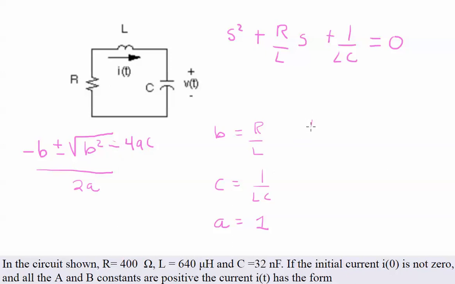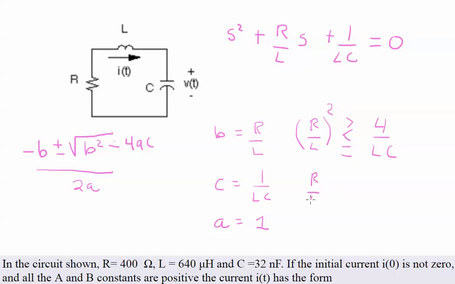And for that, we really just need to compare R over L squared. Is that greater than, less than, or equal to 4 over LC? And if it's greater than, we get 2 real roots and we get overdamped. If it's equal to, we get 2 repeated roots that are completely real, and that's critically damped. And if it's less than, we get 2 complex roots and we get an underdamped response.